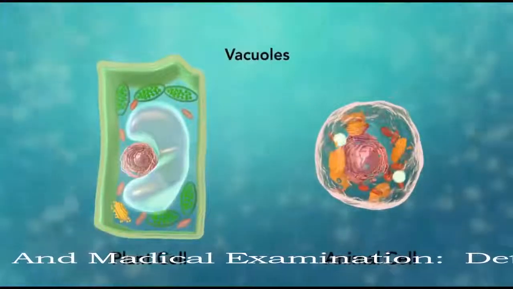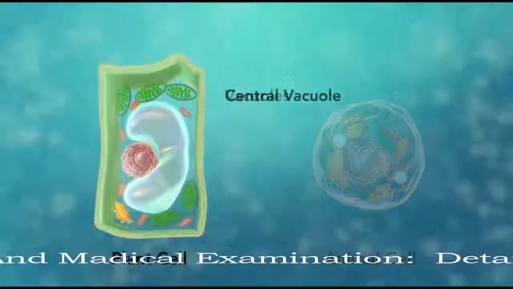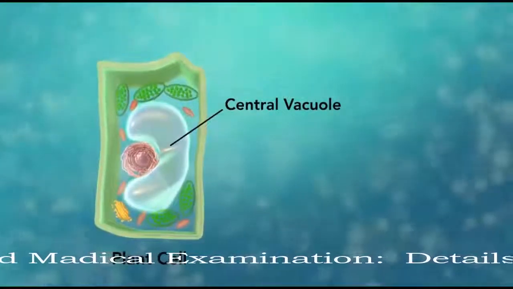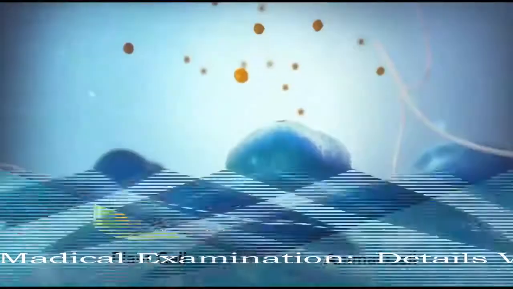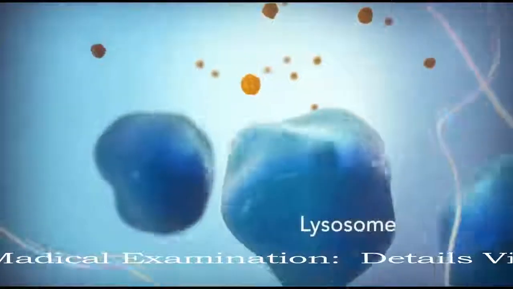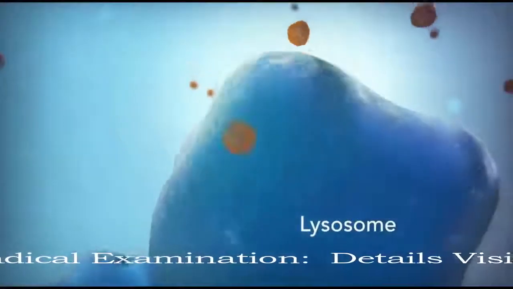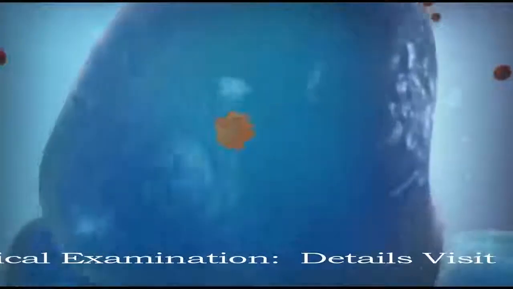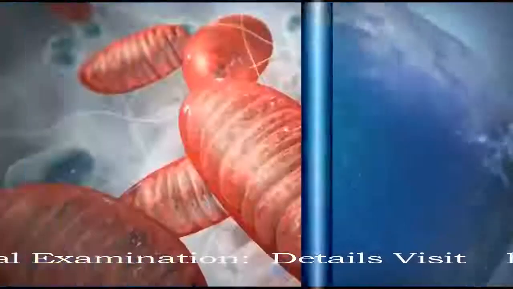Vacuoles are sac-like structures that store different materials. Here, in this plant cell, the central vacuole stores water. Going back to the animal cell, we'll see an organelle called a lysosome. Lysosomes are the garbage collectors that take in damaged or worn-out cell parts. They are filled with enzymes that break down this cellular debris.